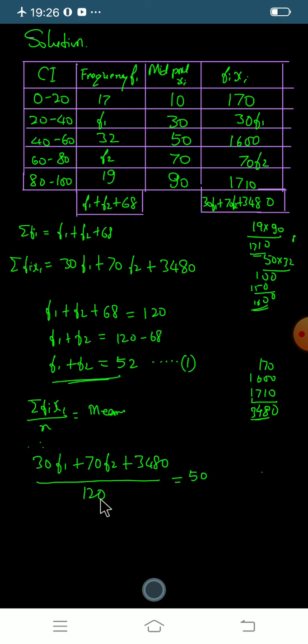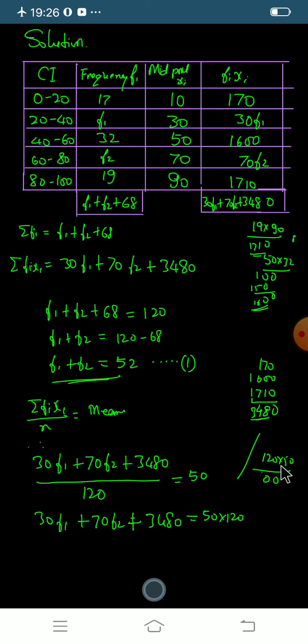So we have to multiply this. Now 30 F1 plus 70 F2 plus 3480 is equal to 50 into 120. Now let us multiply 120 into 50. How much? 6,000, isn't it? 6,000. So 30 F1 plus 70 F2 plus 3480 is equal to 6,000.